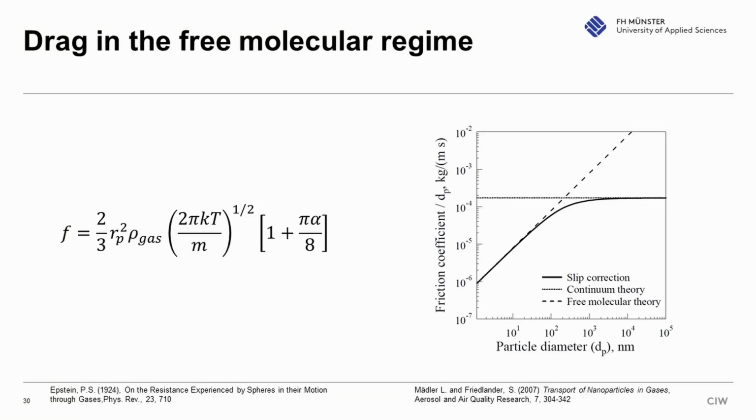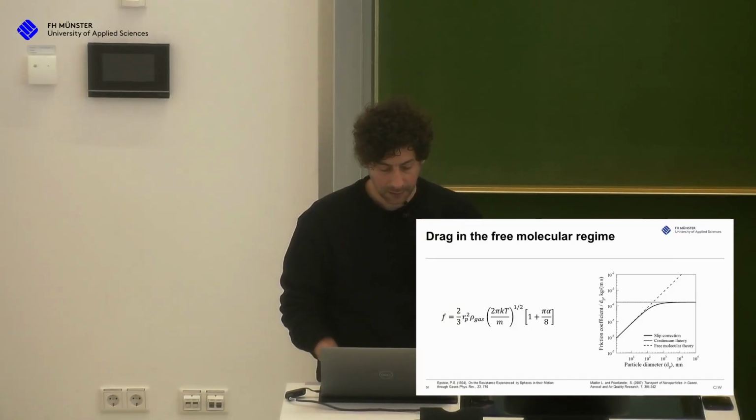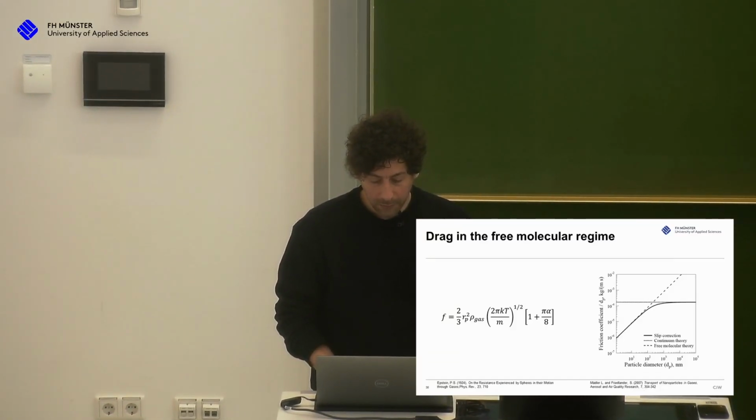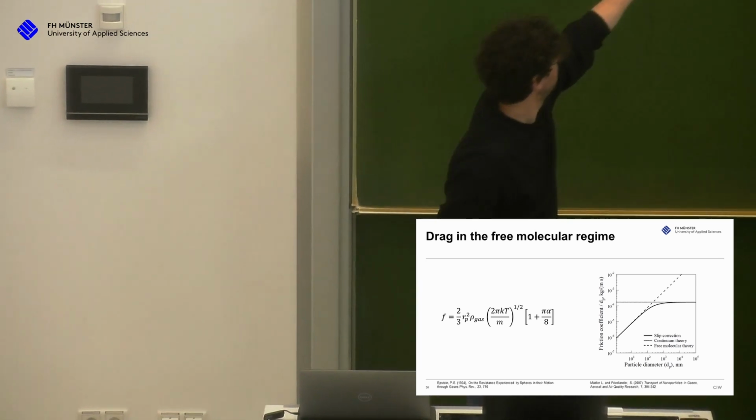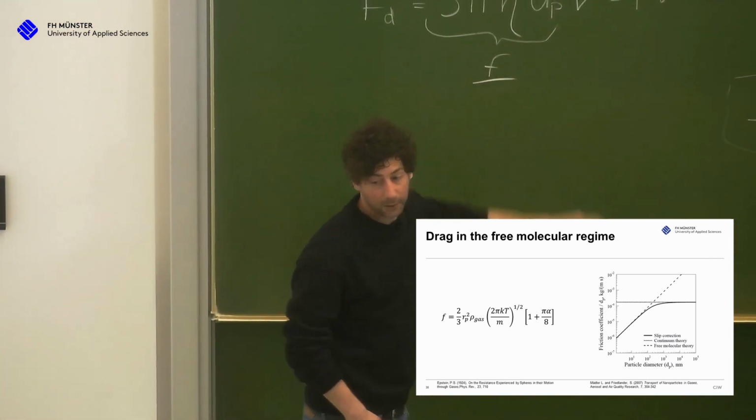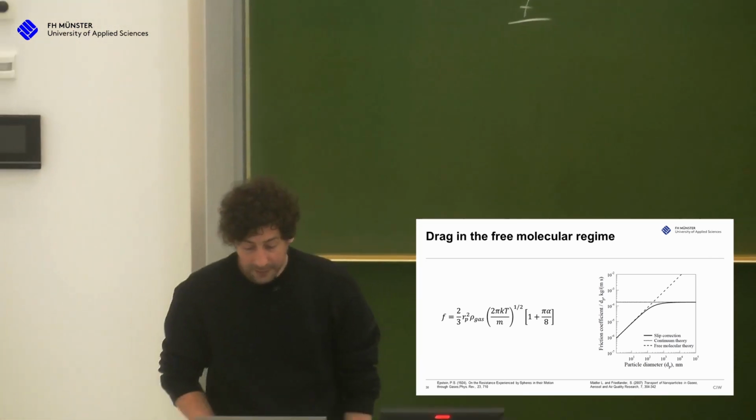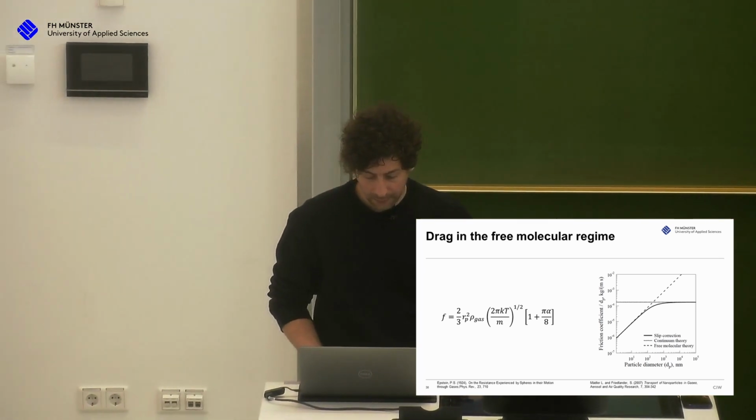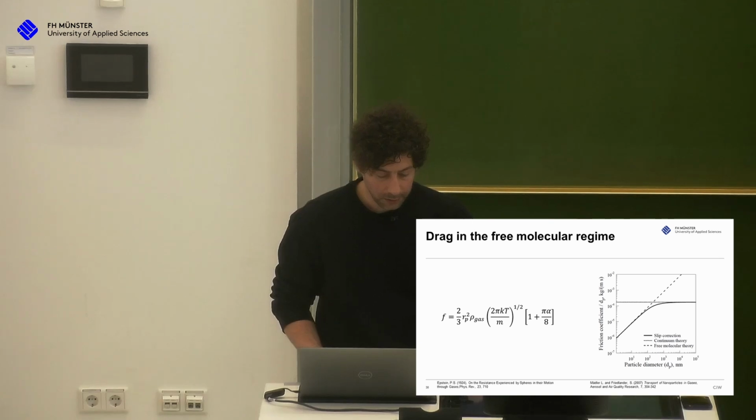And now you see why we like to use continuum theory, because what you see here is the friction coefficient, this F here. This is the friction coefficient, drag coefficient, friction coefficient. And you see that the friction coefficient changes with particle diameter. There is continuum theory here, dp, and then we have a transition, a slip correction, and then we have a free molecular theory, and the free molecular theory looks like this.